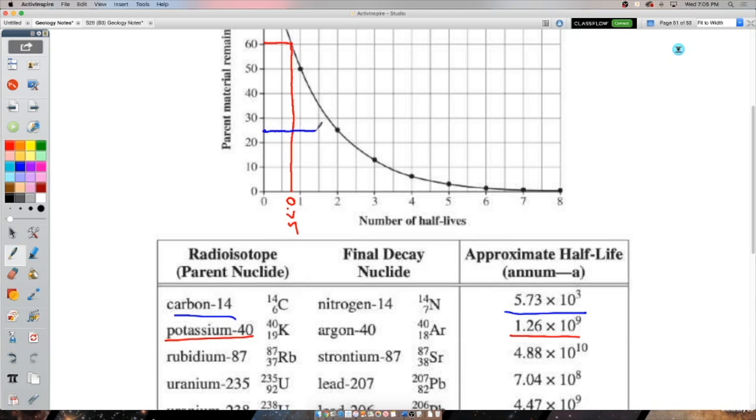Draw a line over till you hit your graph. And then once you do, go straight down to figure out how many half-lives that means. So like we predicted, 25%, which is a quarter. 25 cents is a quarter. Quarter just means half of a half. So 2 half-lives, right? We did 1 half and then a half of that. So 2 half-lives have gone by total, just like our graph said.